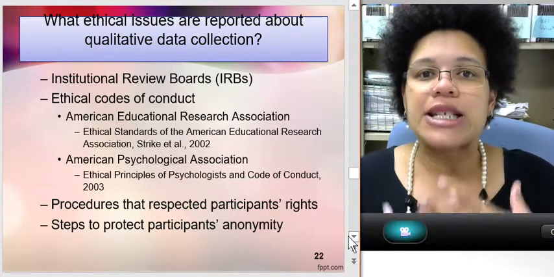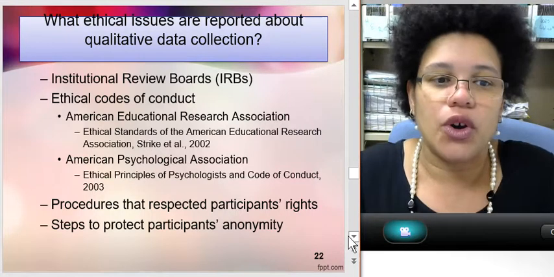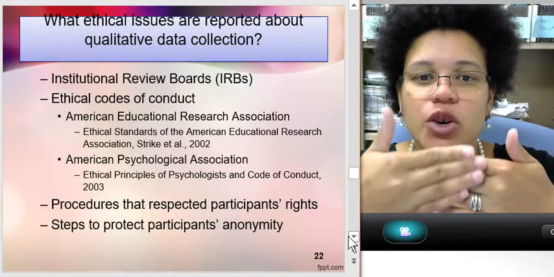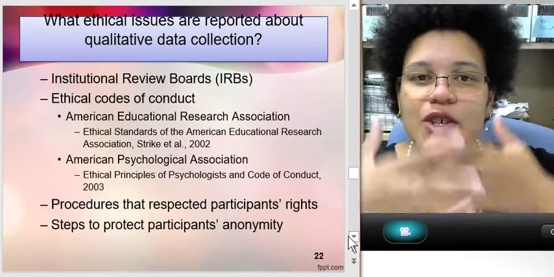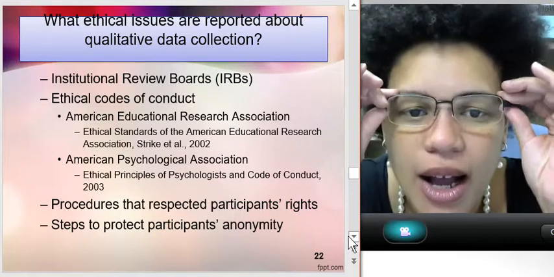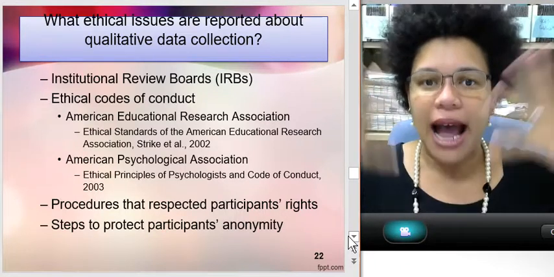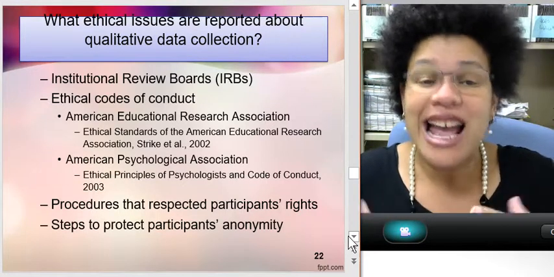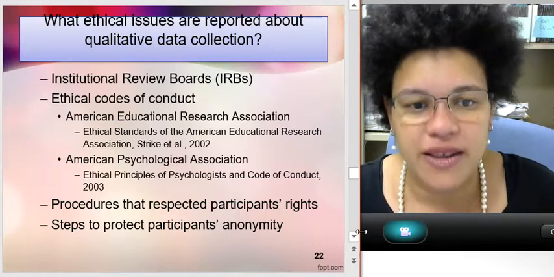You need to be especially careful, though, with procedures that respect participants' rights. With qualitative research, you're actually talking directly to people. And there's a certain amount of power that researchers have. So we need to be careful to respect participants' rights, and we need to take steps to respect their anonymity.